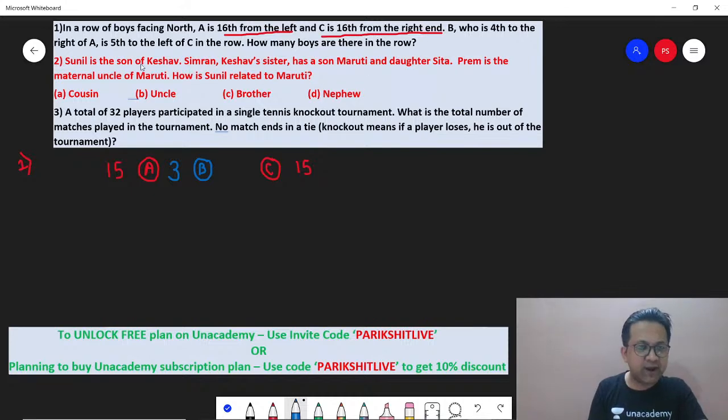B, who is 4th to the right of A, is 5th to the left of C, and B is 5th to the left of C. Think about it. If you are 5th to the left of C, it means between B and C, there must be 4 people. Correct? 4 people. Hence, you know what? If you start counting from C, B got to be 5th to the left of C. So 4 people in between B and C. Question is, how many boys are there in the row? Super easy, right?